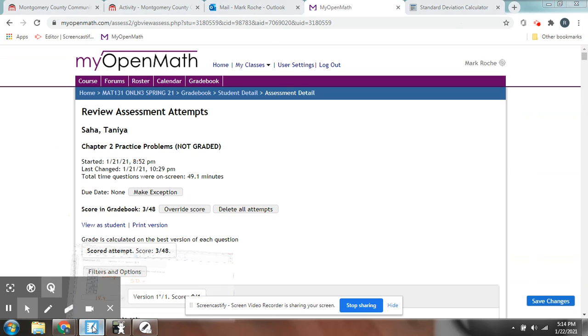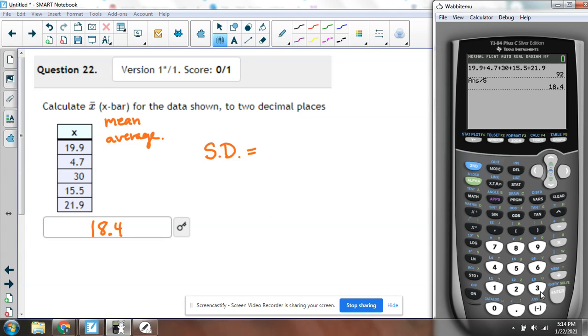Does that make sense? Or you can use your calculator to do this. I'll show you this real quick on your calculator. So if you're given data like this, the first thing you want to do is go to stat and hit edit. We're going to edit our list. So you have this screen here. I'm going to put the data in this screen: 19.9, 4.7, 30, 15.5, and 21.9.